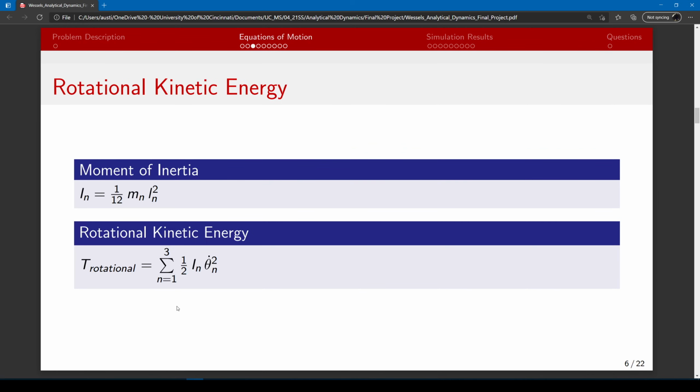And for the rotational kinetic energy we'll define our moment of inertia here. I sub n is equal to 1/12 m sub n L sub n squared. And so this is the moment of inertia about the center of mass of our pendulum rods. And so we can calculate the rotational kinetic energy by taking the sum from n equals 1 to 3 of 1/2 I sub n times theta dot sub n squared.